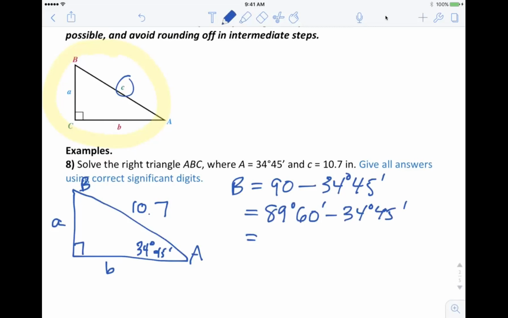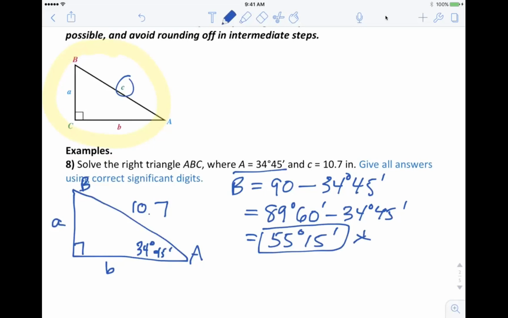But let's see, 89 minus 34 is 55. And then 60 minus 45 is 15. Okay, so there would be angle B. And notice how we gave it as like this one matches this one. They have the same number of significant digits, which is good. Okay, for the sides, I'm going to give them all as 3 significant digits because that's what c looks like.